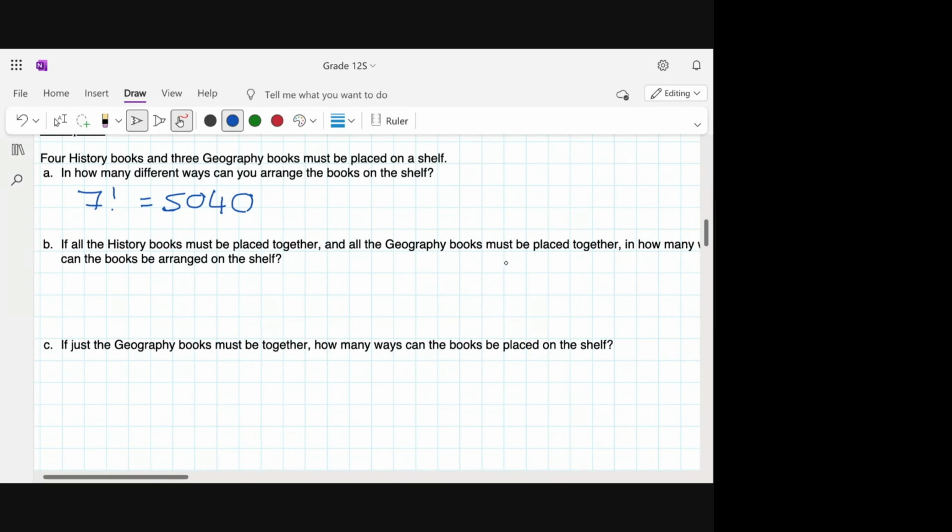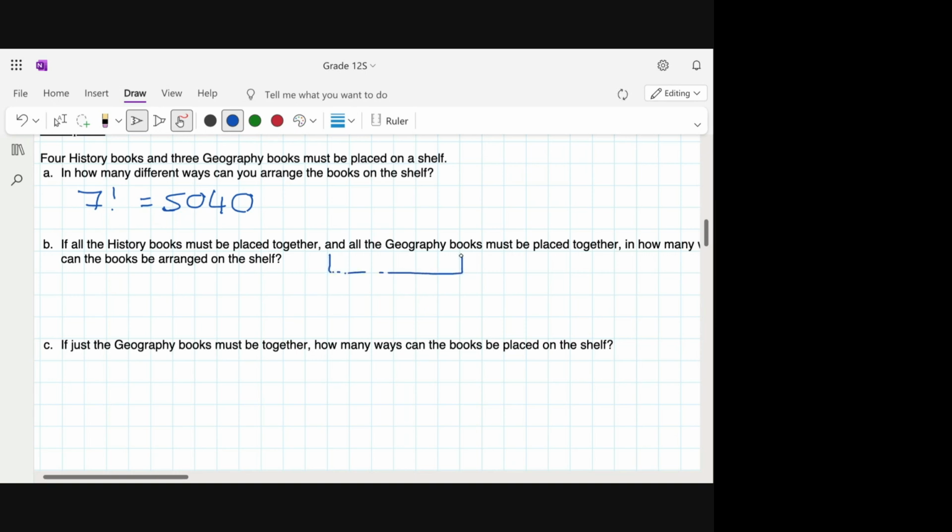So, if all the history books must be placed together, and all the geography books must be placed together, in how many ways can the books be arranged on the shelf? Are we doing the same thing? This is the same thing as the grade 11 and grade 12 question. This is the last one I'm doing with you, and then I'm going to give you an opportunity to try by yourself. But are we doing the same thing here? Except before we were talking about people, now we're talking about books. So I've got 2 blocks.